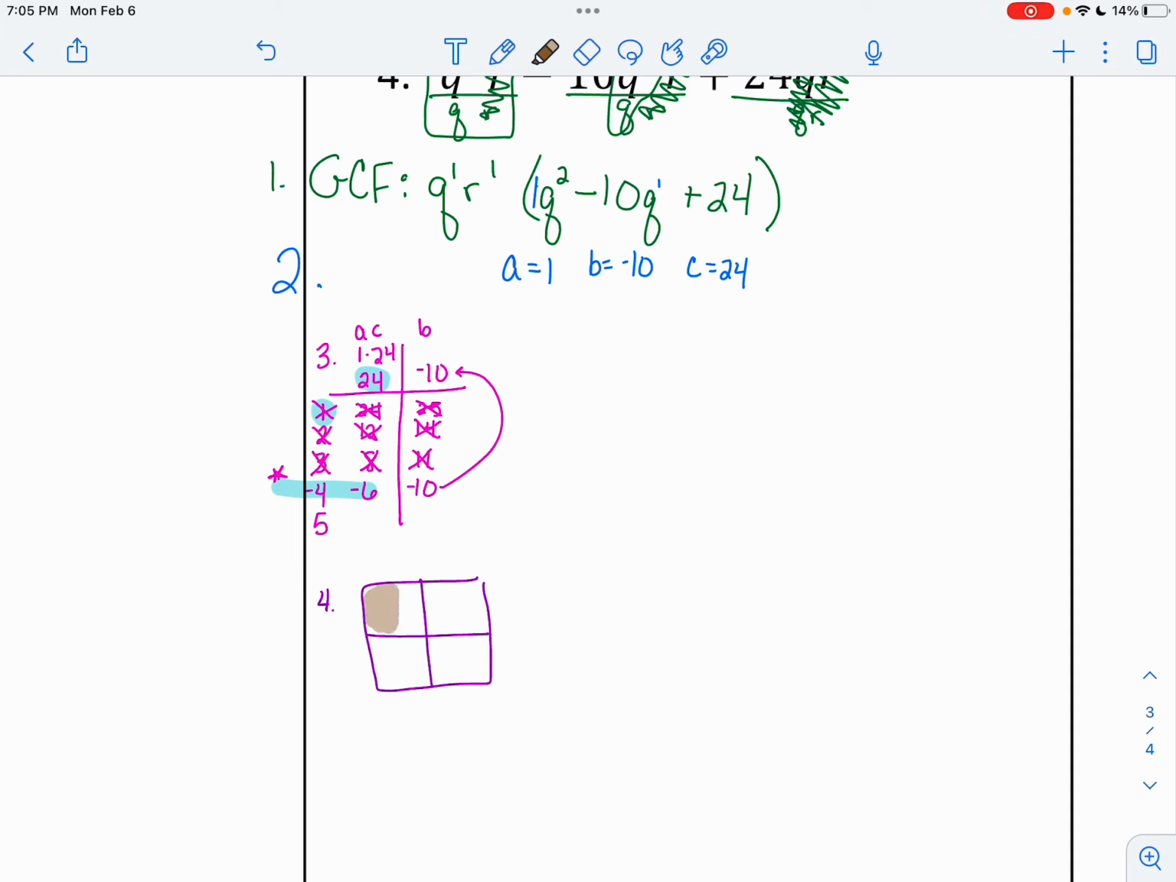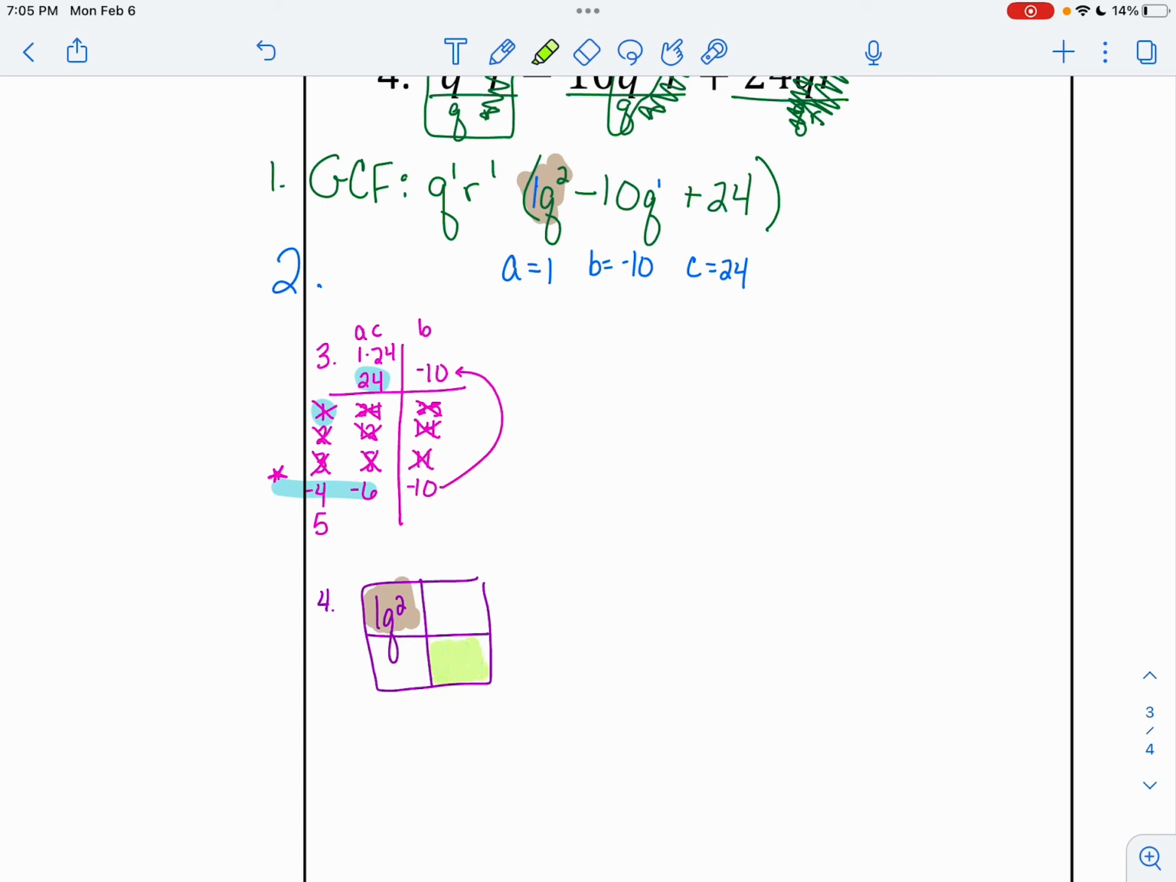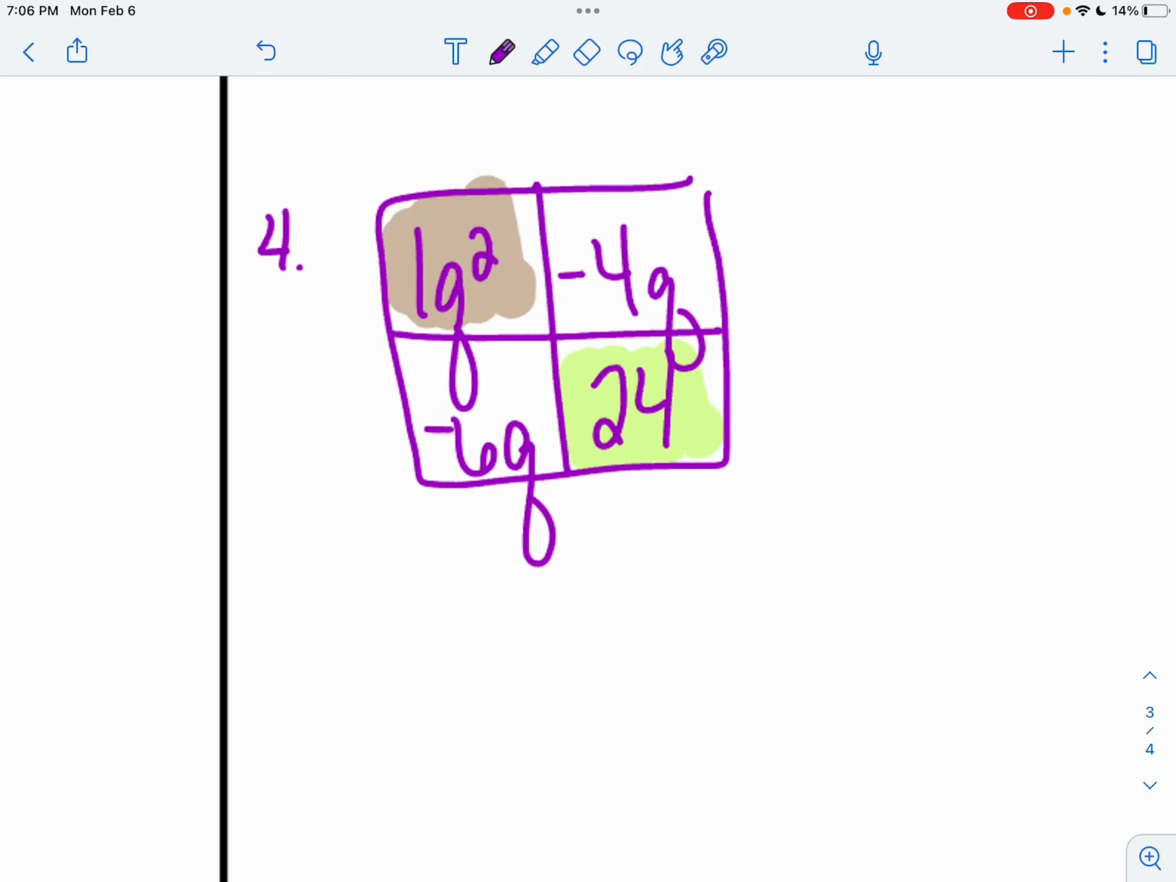The top left of the box is this item here. So 1q squared. The bottom right of the box is this positive 24. The other corners are from our magic factors of -4 and -6. And they get the variable up here, which is q to the first. Those were the burgundy ones.